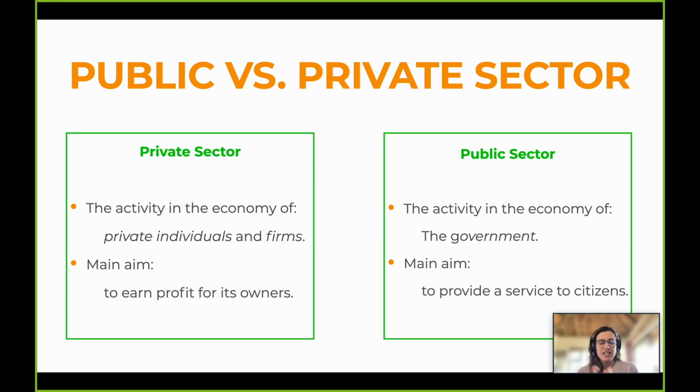It is the activity of private individuals and firms, which are private firms, so firms that have nothing to do with the government and are not government owned. The main aim of the private sector, when we speak about private firms, is to earn a profit for its owners. Think about yourself starting your own business as a sole trader, which we'll go through in another section. Your main aim is to make a profit. That is your goal.